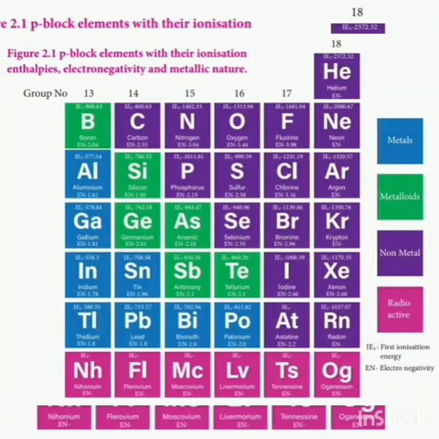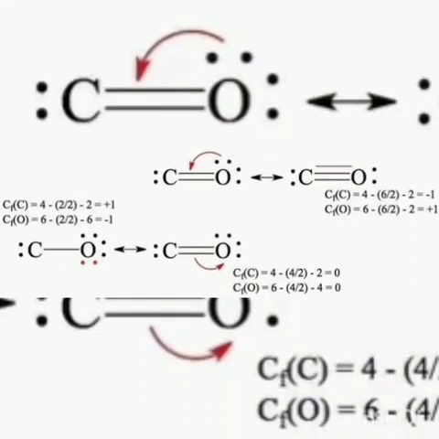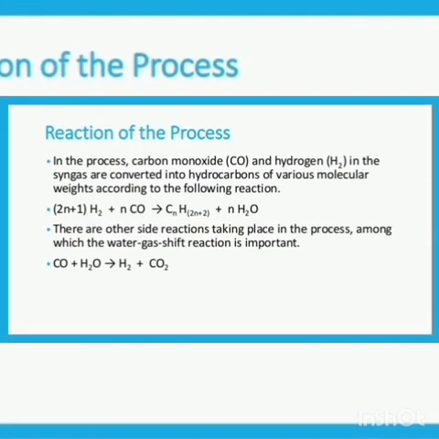Today we are discussing lesson number 2, p-block elements. The topic is carbon monoxide: the preparation of carbon monoxide, its properties, some of its chemical reactions, its structure, and one more point, the uses of carbon monoxide, especially this area.